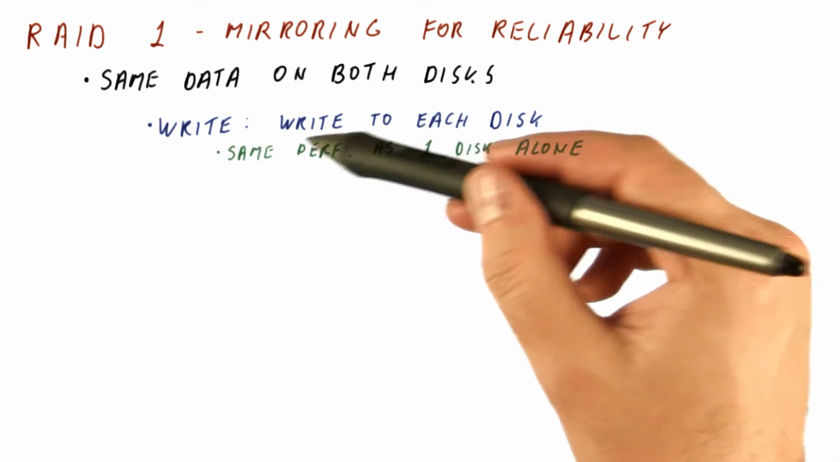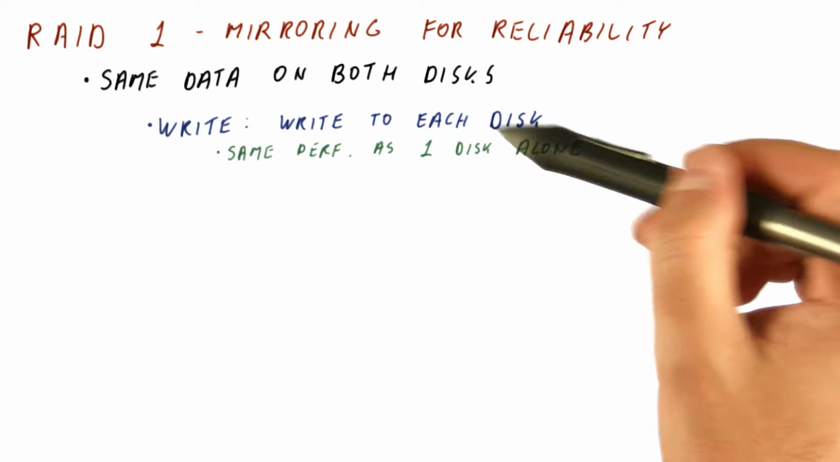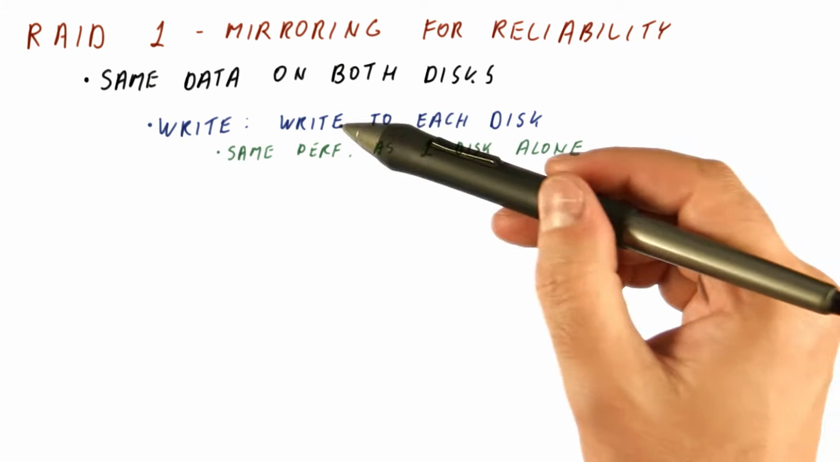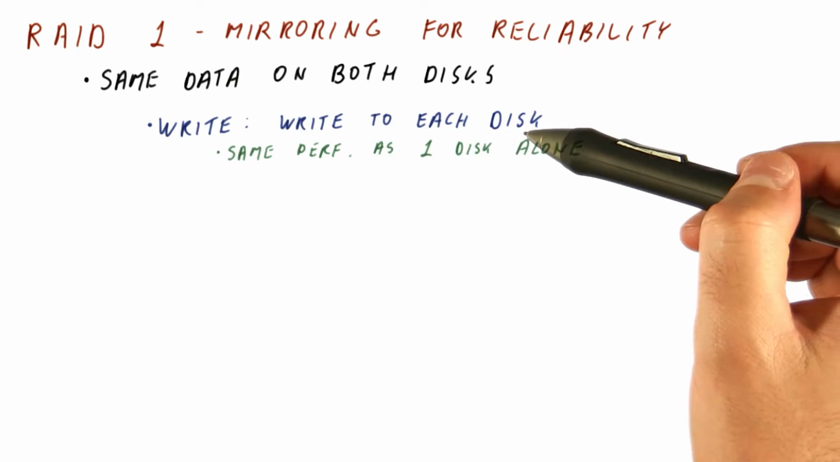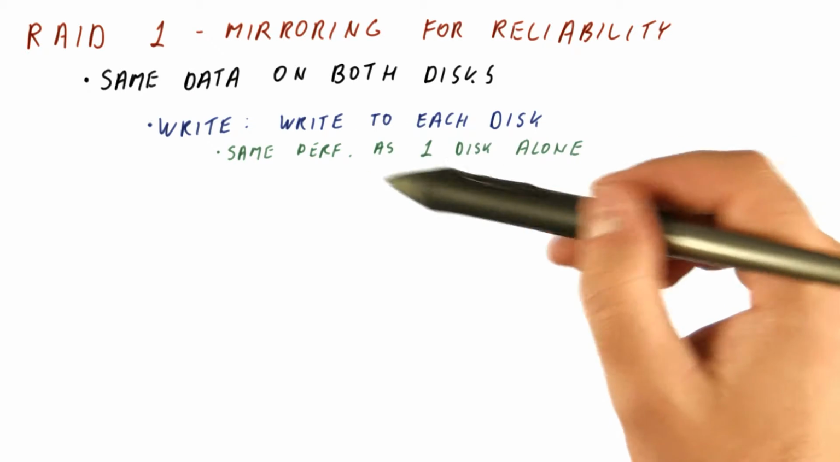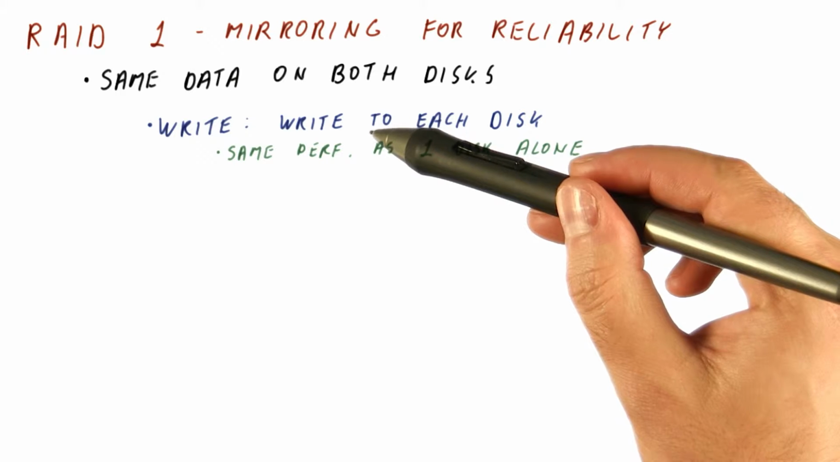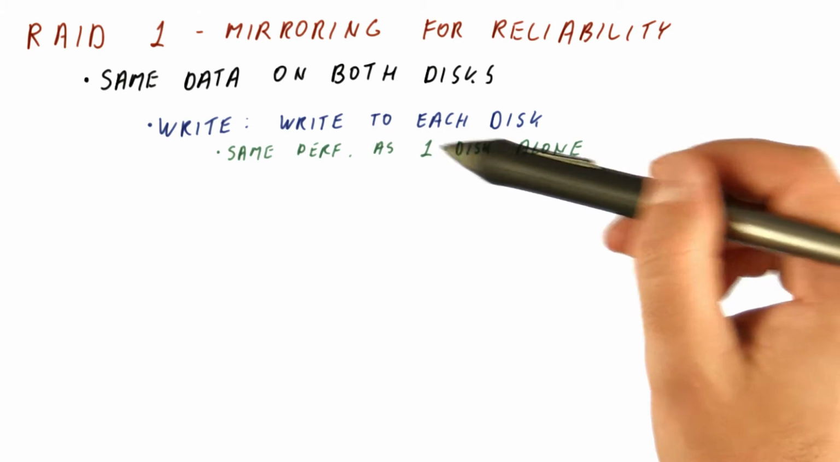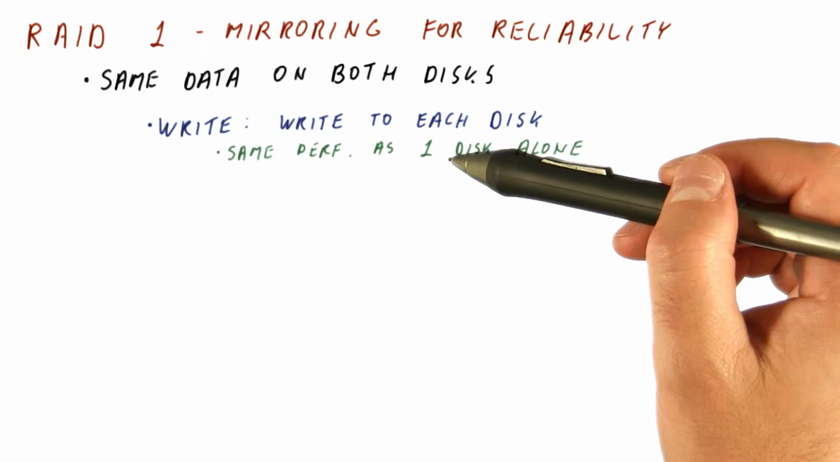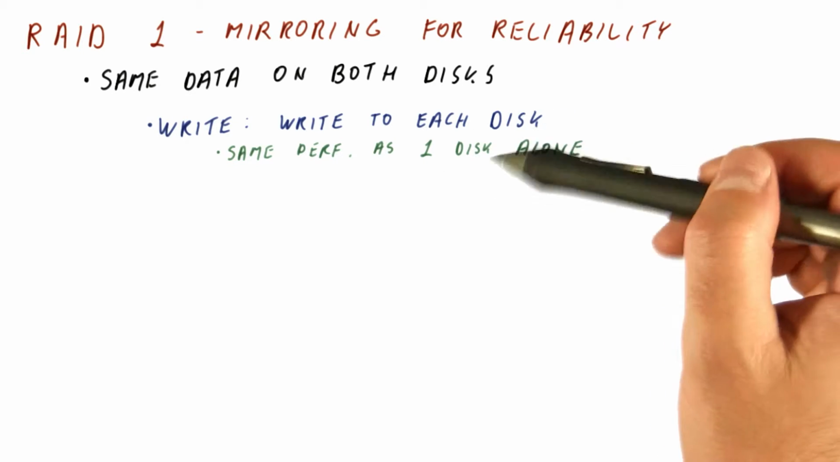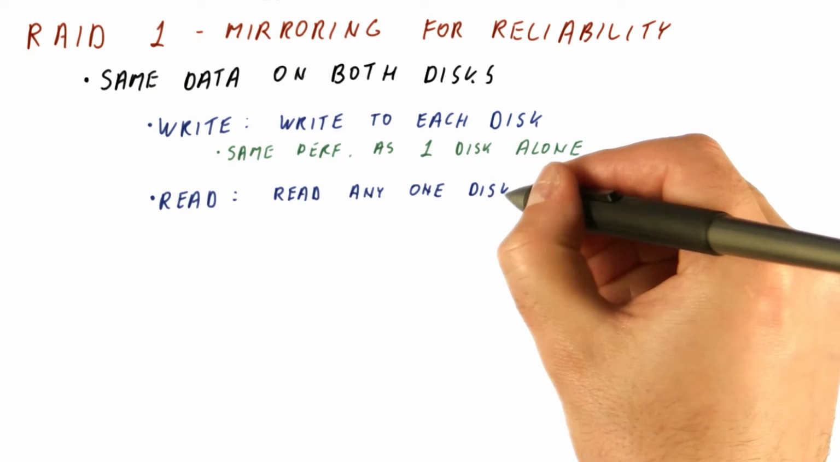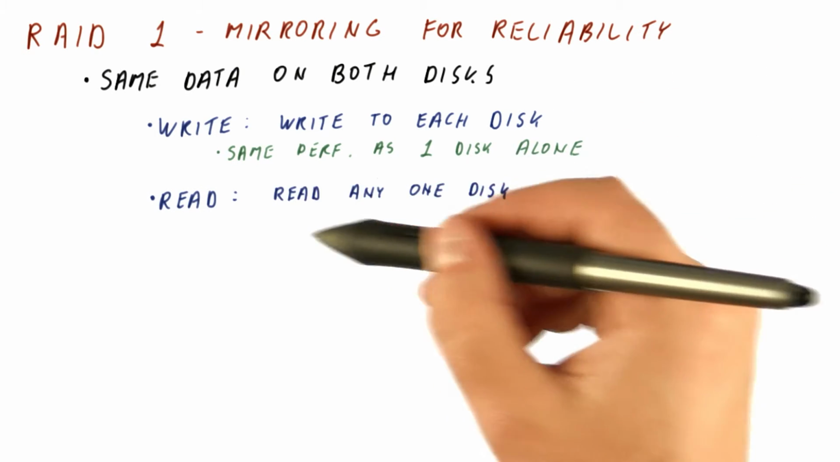Now note that this results in the same write performance as when we had one disk alone, because although two writes are happening, they're happening at the same time. Each disk is given the same write, so each disk does exactly what a single disk would be doing as far as writes are concerned. So this write takes approximately the same time as it would take to do it on one disk, because they're really doing it simultaneously. But for reads, we can read any one disk.